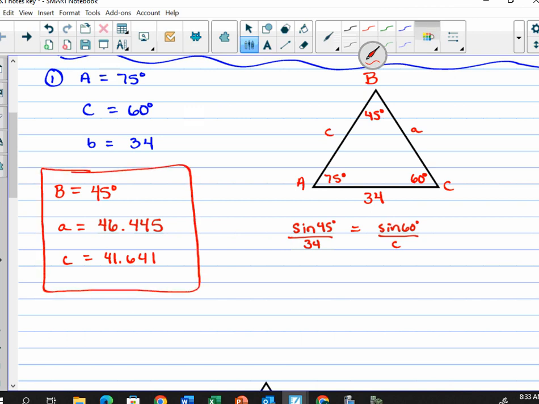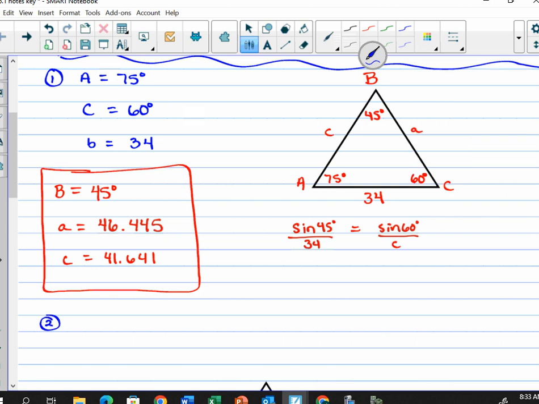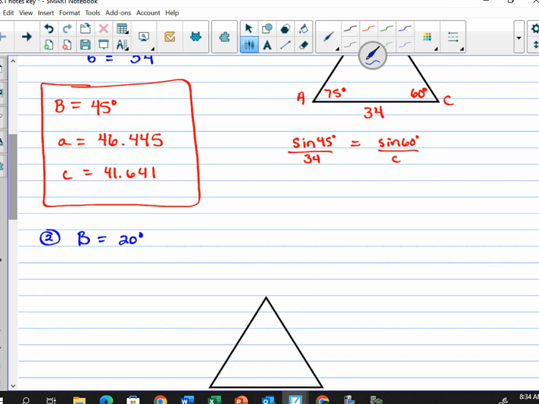Okay. This is the first unit where I haven't been like... Okay, you guys are going to try this one. I will give you: angle B is 20 degrees, angle C is 25 degrees, and side C is 8.